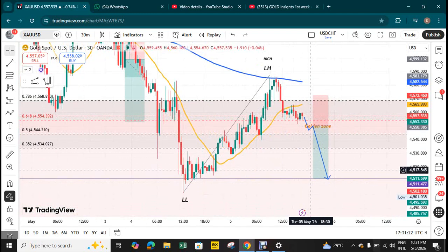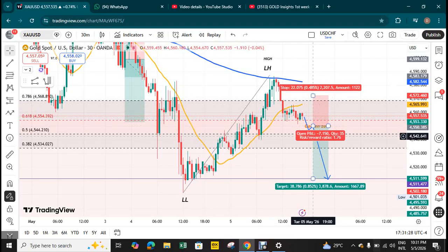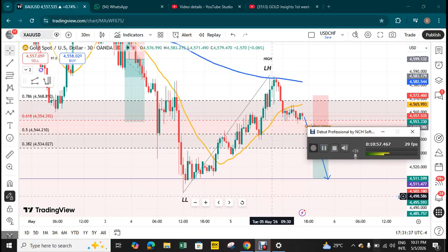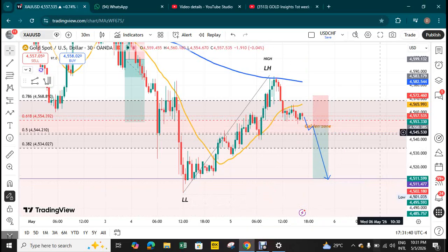So I believe by tomorrow, in the morning, 8, 9, 10 thereabout, you should be seeing this come into play. So we just need to be patient and see how price works this out for us. I think that's that for gold. We're hoping to take this pair by tomorrow, hopefully.